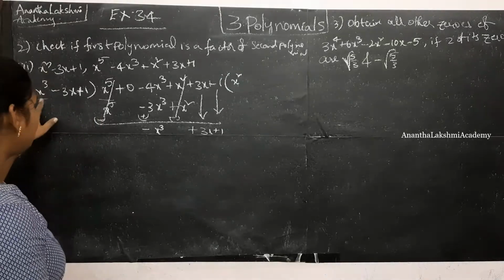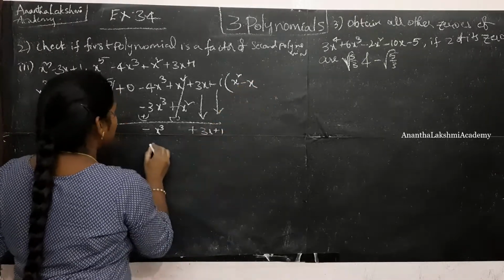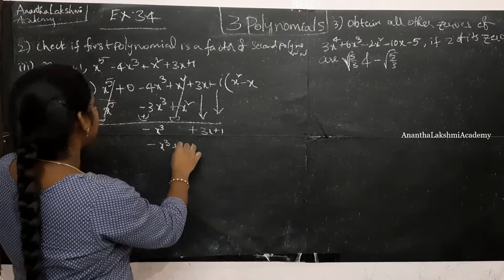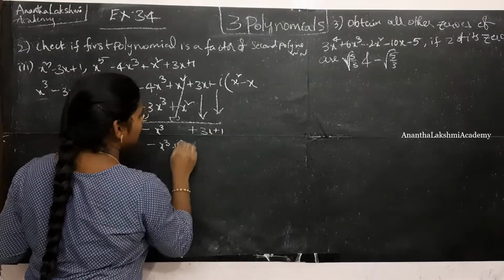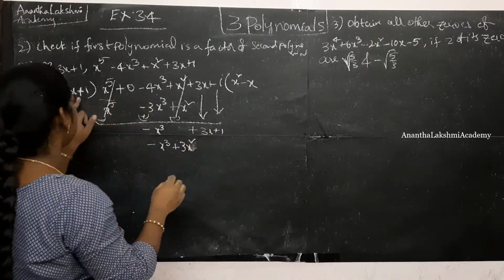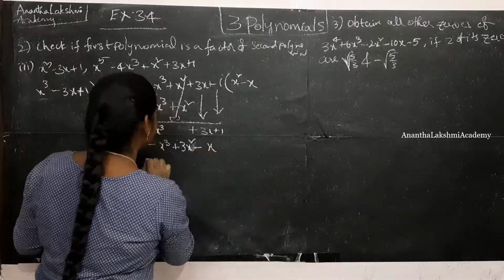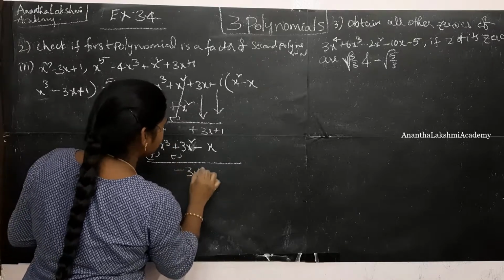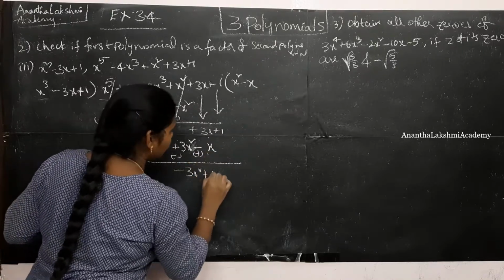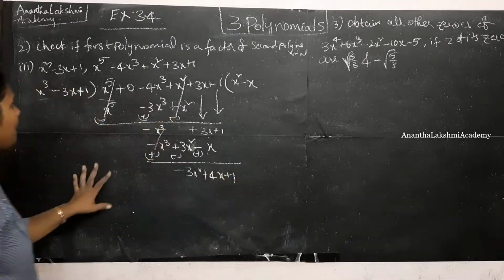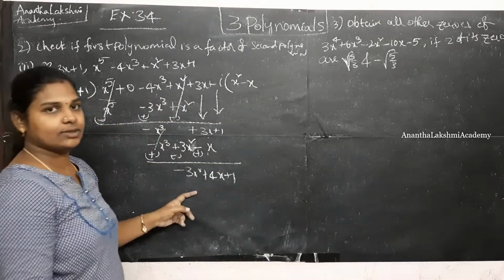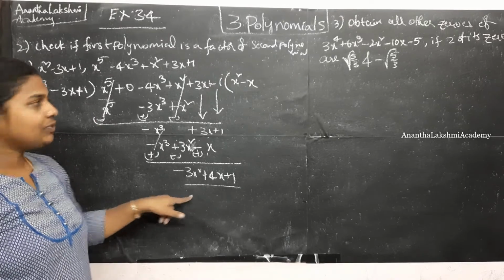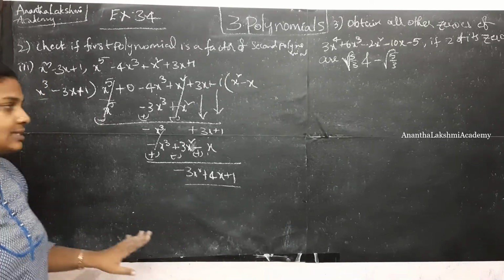So x cube minus 3x plus 1 we have, minus x cube plus 3x plus 1 we have. So I am going to multiply this with minus 1 such that it becomes minus x cube plus 3x minus 1. Alright, now the signs are going to change. Now we have x cube here and x square here, so the division ends here because x cube cannot divide x square. So here the remainder is not 0.